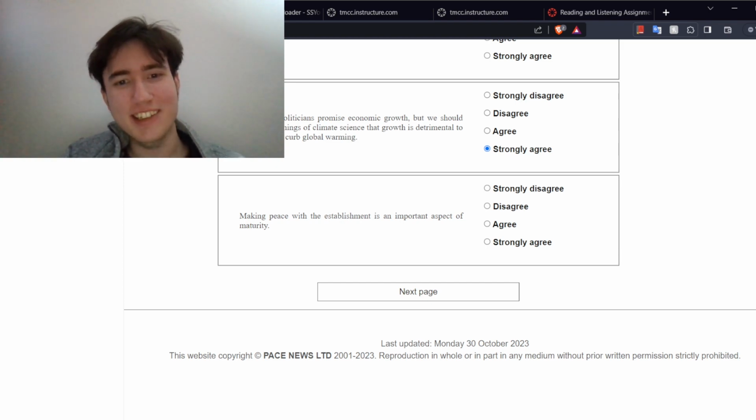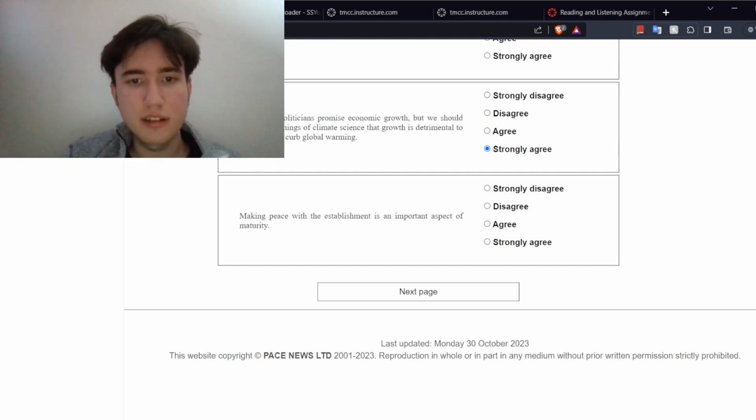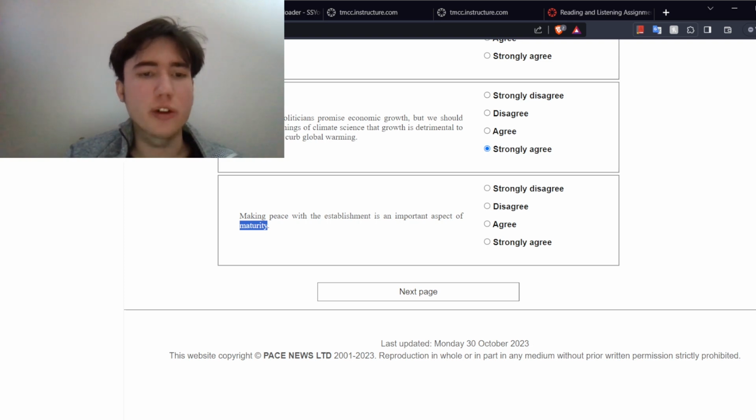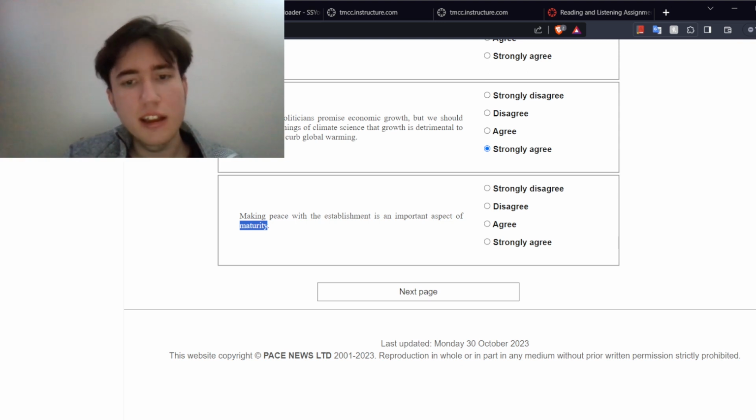Making peace with the establishment is an important aspect of maturity. I really hate the concept of maturity in general. I cringe whenever anyone talks about maturity or says the word mature. It's disgusting to me.